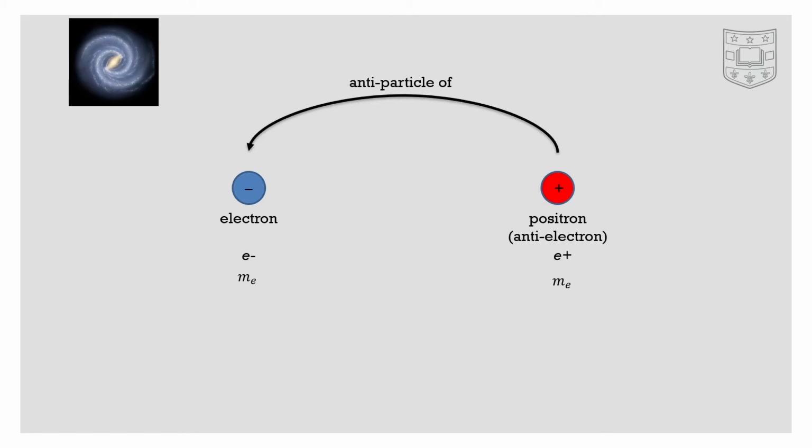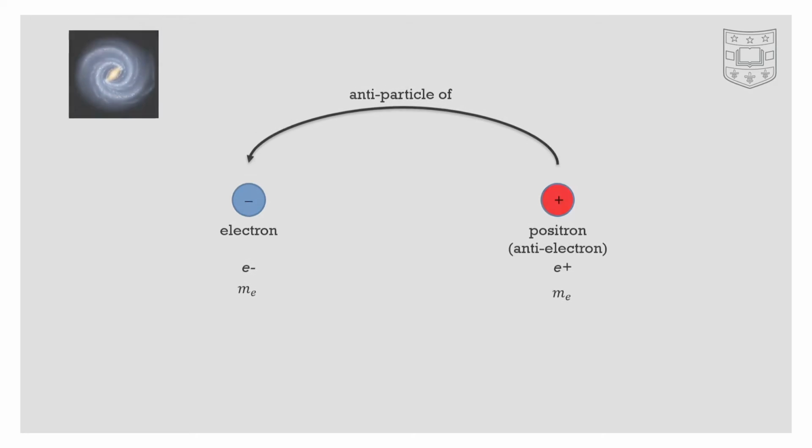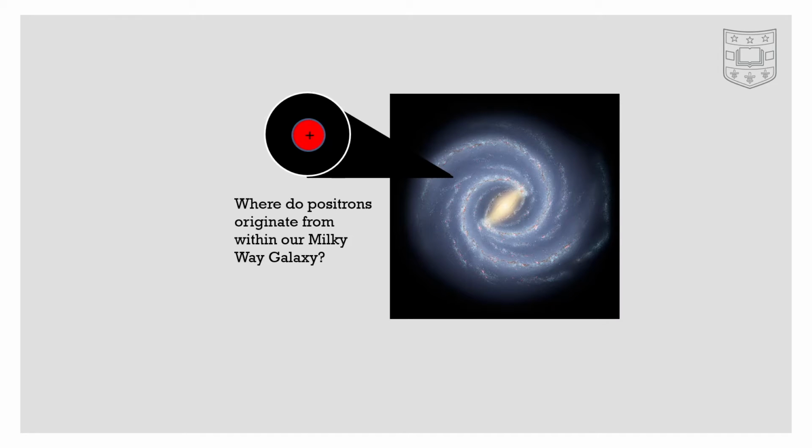And now, the main object of interest here is an antimatter particle called the positron. It has the same mass as an electron, but it has a positive charge instead of a negative charge. And the reason why we're interested in these positrons comes from the question, where do these positrons come from within our Milky Way galaxy? This is because previous observations have shown that there is an unknown source of positrons coming mostly from the center of our galaxy, the galactic bulge, and a little outside that.